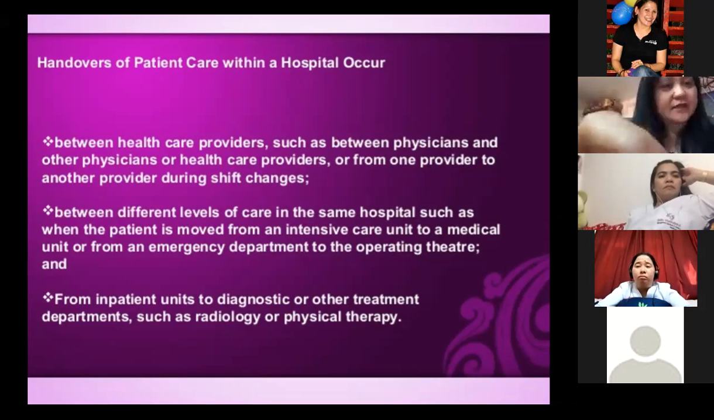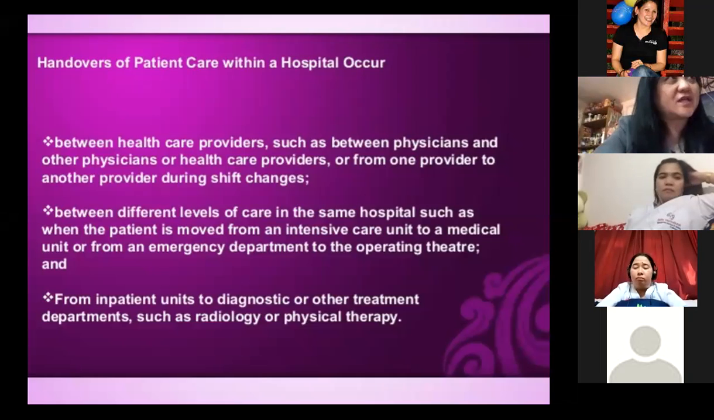a full written order for the safety of the patient, that hindi siya pinag-uusapan or anything else. Confidentiality, especially when there is a note that this must be confidential. Or from inpatient units to diagnostic or treatment departments such as radiology or physical therapy. You must put these down in handovers for patient care, especially in the hospital area.